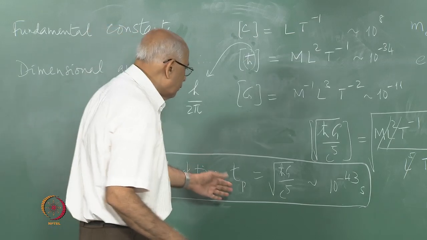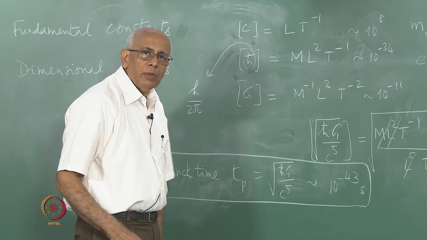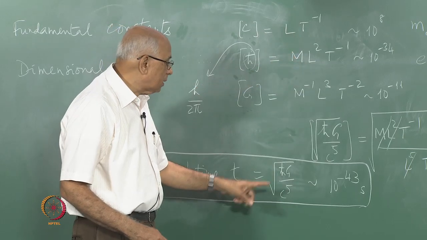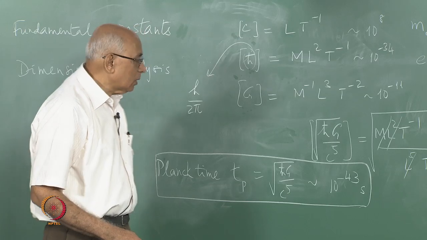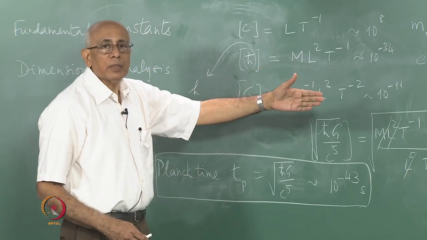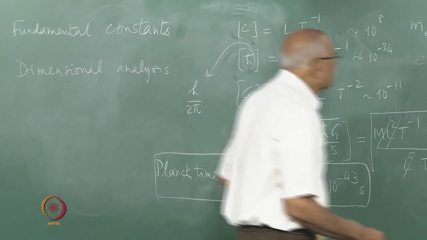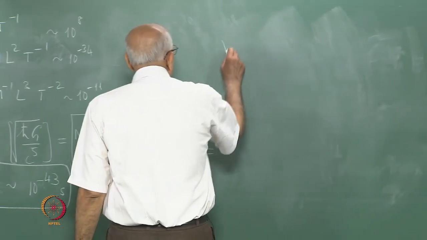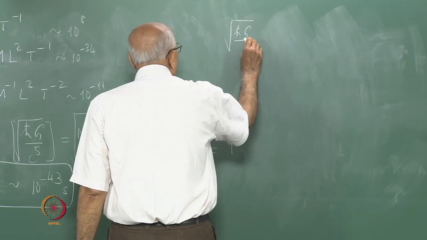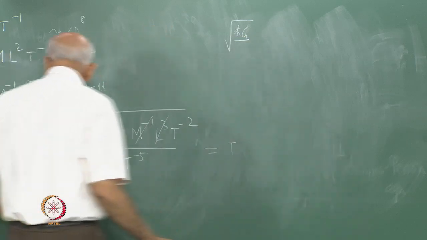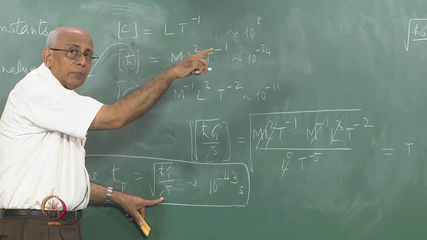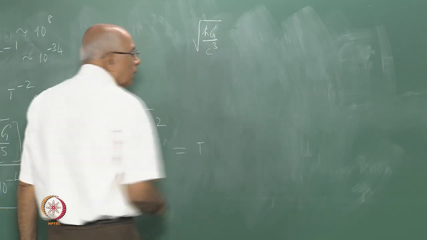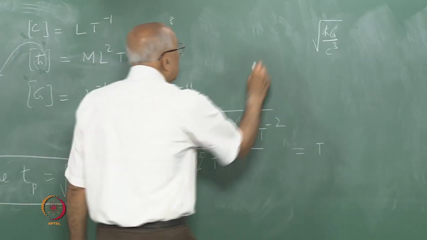Now having found a quantity of dimensions time, how do we find a quantity of dimensions length? Well, there is a velocity here. So if I multiply this time by this velocity, then it is automatic that you are going to get a quantity of dimensions length. So it is immediately obvious that you are going to get the square root of h cross G divided by c to the power 5, and then I have to multiply by c. That is the same as multiplying by c squared inside the square root, and therefore you get c cubed here, and this is a length.